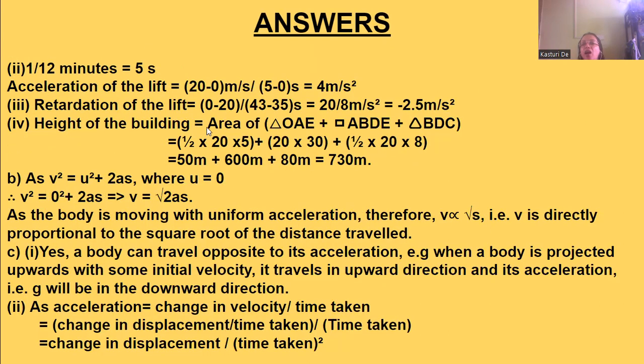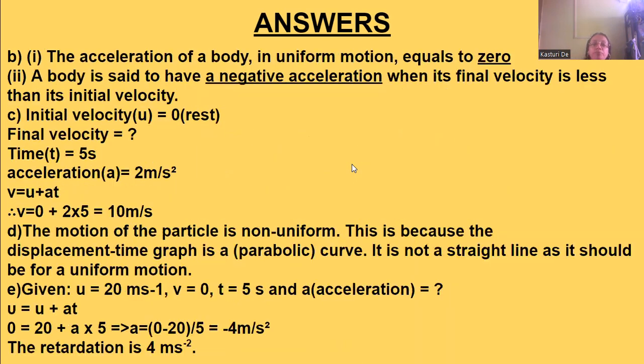So that means half of OA, half into base into height, half into 20 into 5 for this one, OAE. Then ABDE is 20 into 30, and BDC is half into 20 into 8. That means 50 meters plus 600 meters plus 80 meters, that means 730 meters will be the height of the building. Now, next, for the next question.